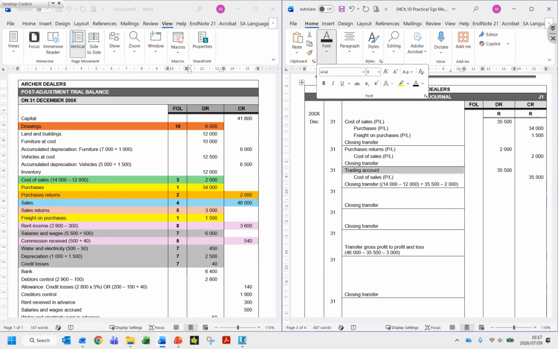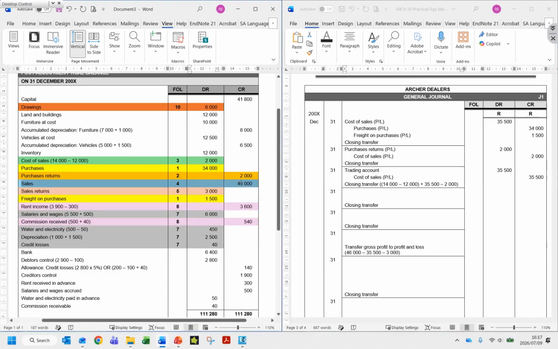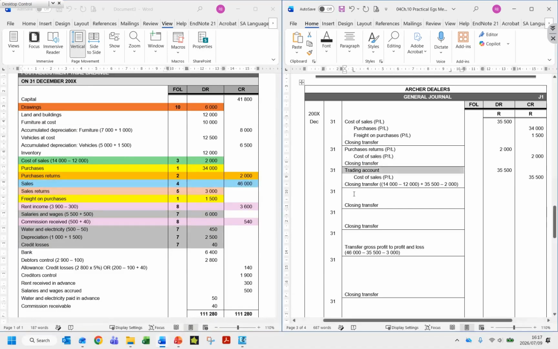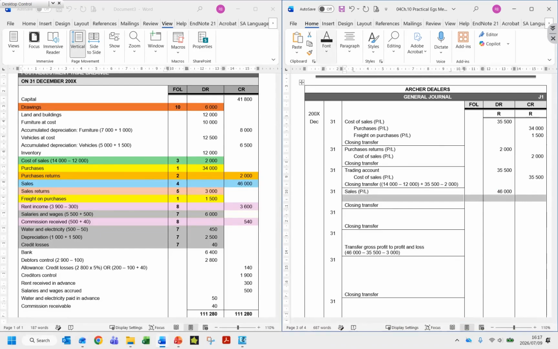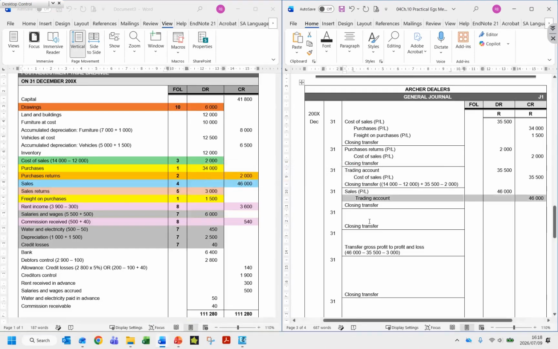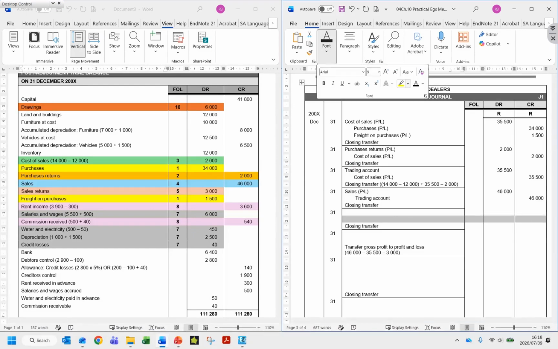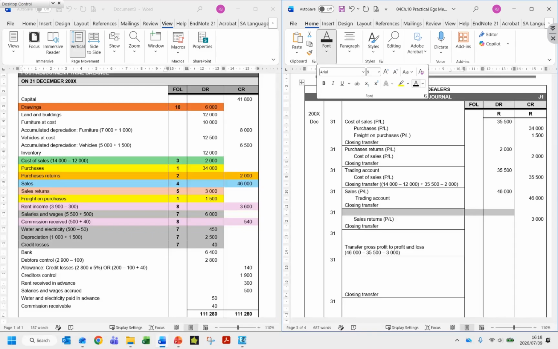The next items that must go to trading account are sales and sales returns. Sales has a credit balance. To close it off, we need to debit the account, and we transfer it to trading account. Sales returns has a debit balance, so to close it off, we need to credit sales returns, and we transfer it to the trading account, therefore debit trading account.